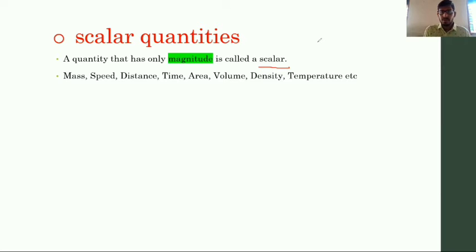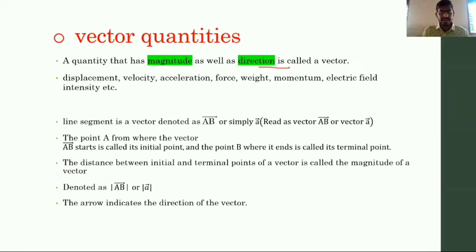Next, the second one is vector quantities. A quantity that has magnitude as well as direction is called a vector. To understand vector algebra, we have to study vector quantities. Examples: displacement, velocity, acceleration, force, weight, momentum, electric field intensity, etc.